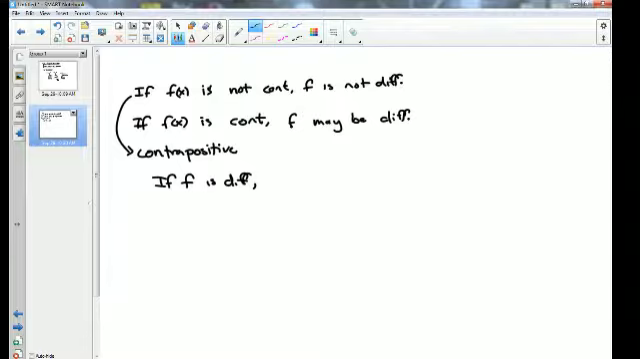Then f is continuous. Is that true? Yeah, it is. The contrapositive is always true if the original is true.